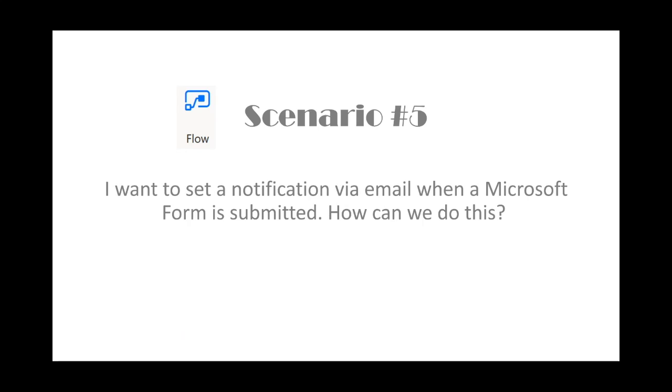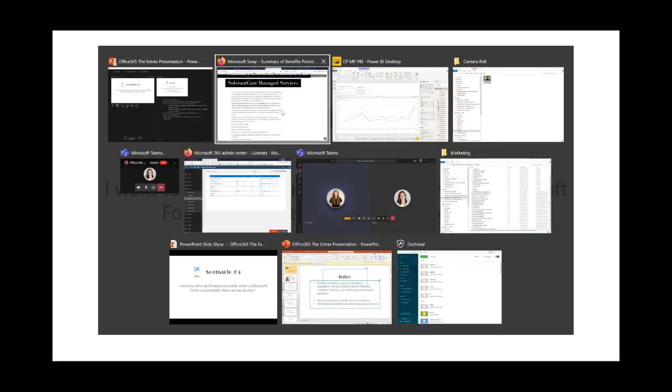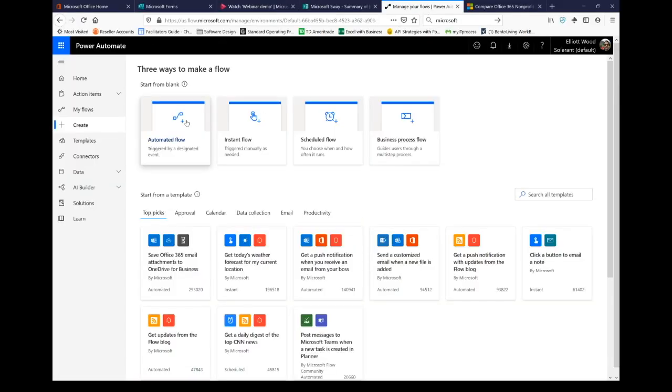But if we jump over to my browser and I open up Flow, you'll see that what we've got is a number of things that we can basically say, hey, here's a trigger. I want an automated action to happen based on a trigger, and then do something. But there's several other ways that we can use a flow. You see here, automated flows are triggered.